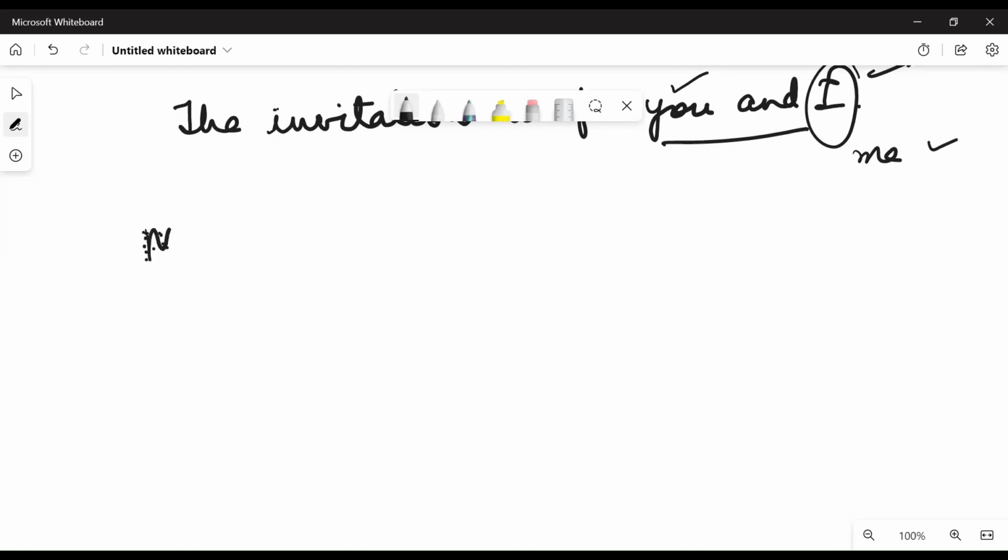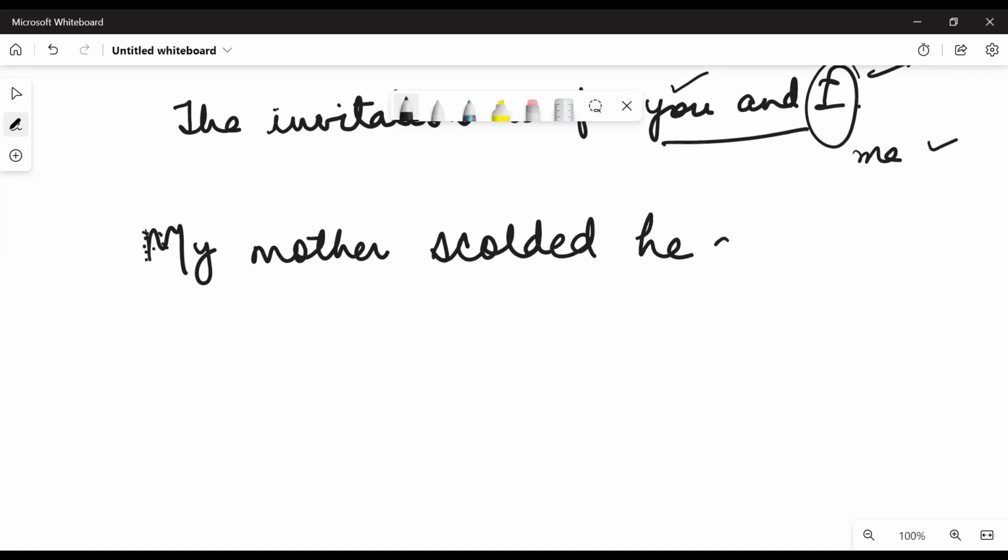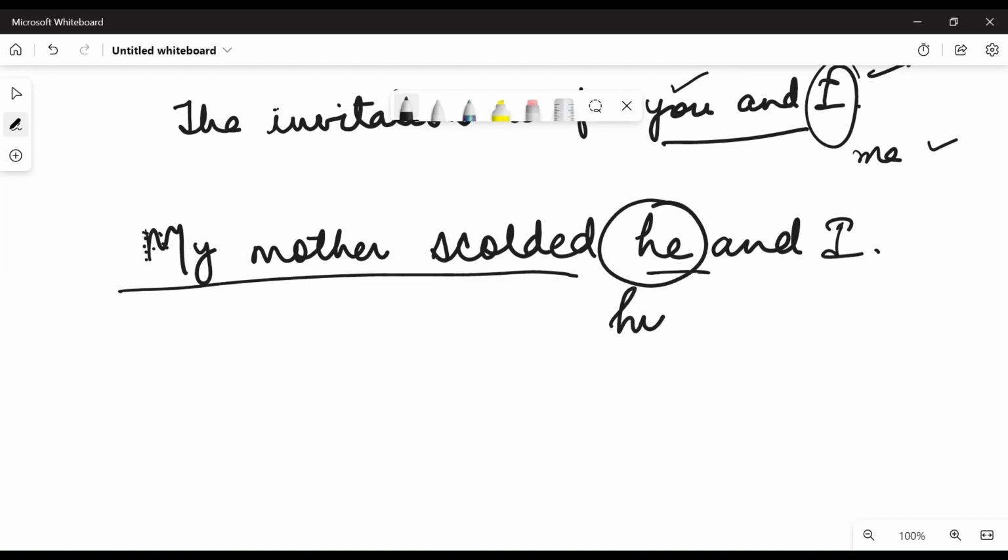All right. Let's take another example. My mother scolded he and I. My mother scolded he. No. My mother scolded him. My mother scolded I. No. My mother scolded me. So the correct sentence would be my mother scolded him and me.